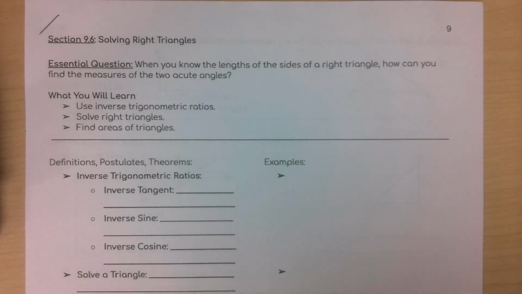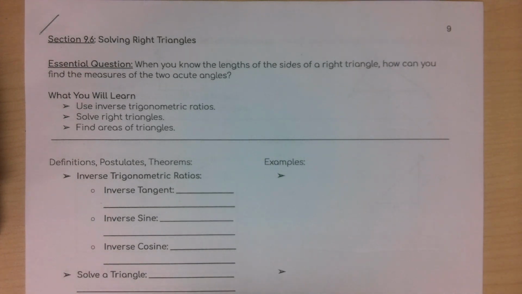Today, we are going to take a look at section 9.6, which is all about solving right triangles. Now, we'll talk more about what it means to solve a right triangle in a bit, but just know that this is going to require us to be able to find different sides and find different angles.